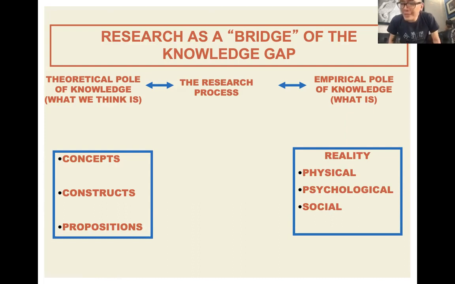If the theoretical pole is always already composed of concepts, constructs, and propositions, the empirical pole, on the other hand, can in fact be subdivided into one, physical reality, two, psychological reality, and three, social reality. Now, when we look at the empirical pole, sometimes we only look at material, the structures, the standards for a particular object and things like that.